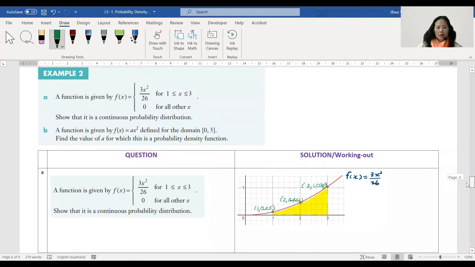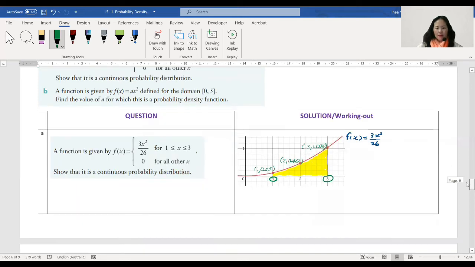All right, example 2. A function is given by f of x equals 3x squared over 26. That's a parabola, okay, for x between 1 and 3 inclusively. And then f of x equals 0 for all other x, the rest is 0. So we're only going to look at when the x value is between 1 and 3, because all the other ones are going to be 0 anyway, so it doesn't really matter.